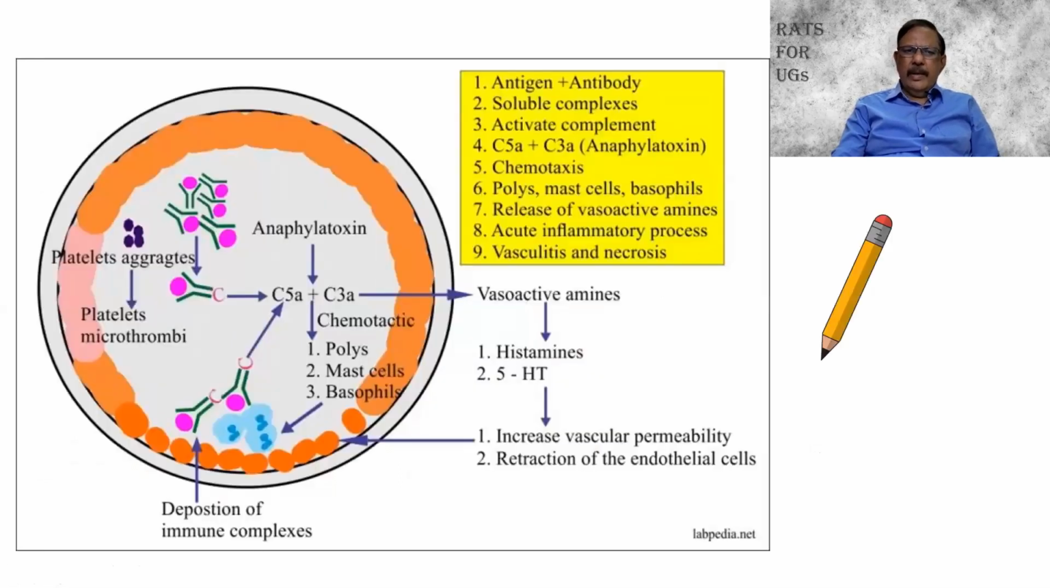And as a summary, this is again from Labpedia. You people can see. There is a complex over here and it is getting deposited. There is activation of the other cells such as the neutrophils and the basophils. There is a degranulation, activation of the complements, and then there is a release of the vasoactive amines, 5-hydroxytryptophan or the histamines, which will lead to permeability, retraction of the endothelial cells, and all the reactions such as an inflammatory process, so on. So this particular one, you people shall summarize.